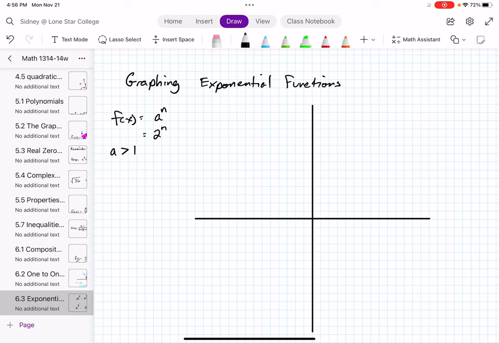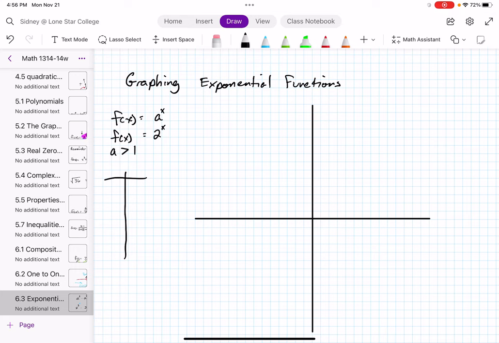So if I have f of x is 2 to the power of n, well actually I'm sorry, why am I saying n? It's got to be x because we're talking about a function. A to the power of x, so in our example, we're going to graph 2 to the power of x. And so to graph this, when our base is greater than 1, for our example, we're using 2 to the power of x, let's make a table and plot some points.